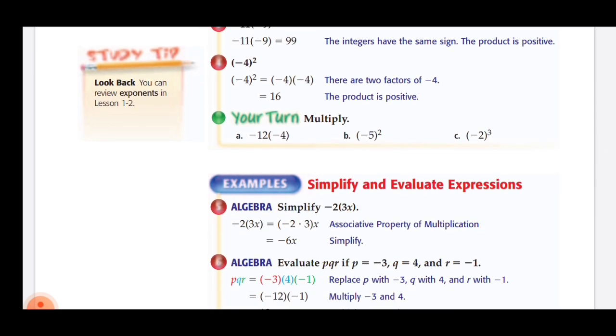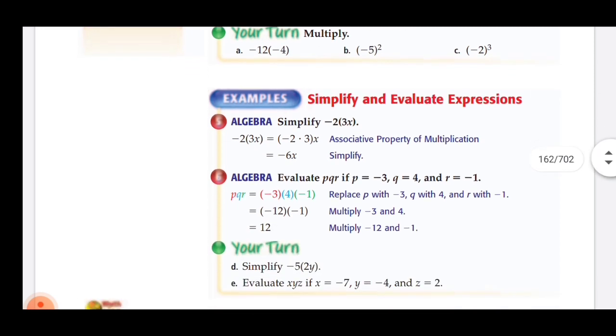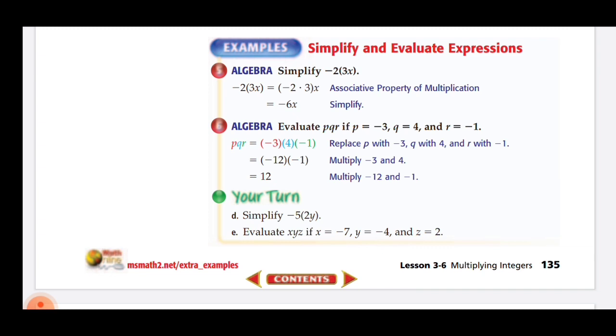Examples: simplify and evaluate expressions. 5. Algebra. Simplify -2 multiply 3x. -2 multiply 3x equals -2 multiply 3 multiply x. Associative property of multiplication equals -6x. 6. Algebra. Evaluate PQR if P equals -3, Q equals 4, and R equals -1.